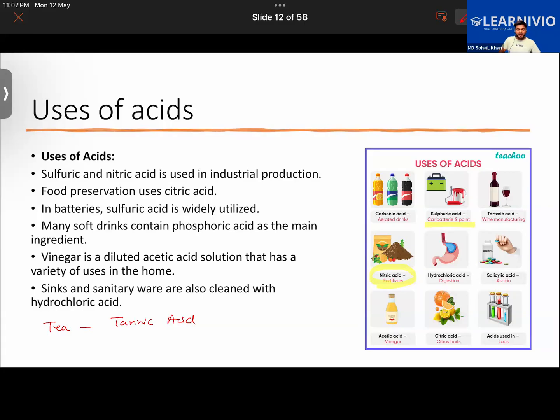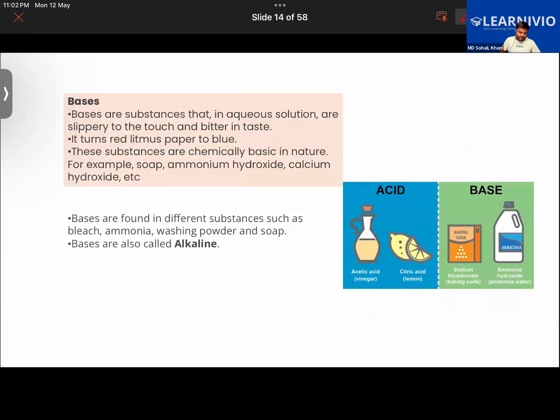Okay. Now getting back to the next topic, that is about the bases. I was telling you that if you take some baking soda and you taste it, it appears to have a bitter taste. Also, if you were to rub a solution of baking soda between your fingers, it will give a soapy touch, which is like it is slippery to touch. So the substances like baking soda, which are bitter in taste and give a soapy feel to touch, are known as bases.